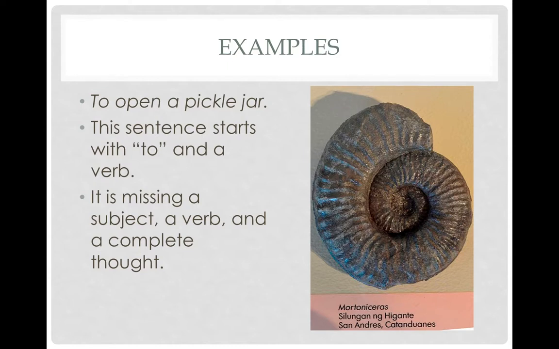Or on the other hand, maybe this fragment here is giving our reader some instructions. They want to help you open pickle jars. To open a pickle jar, they might start, you need a strong grip. Notice what we're adding there. To open a pickle jar, you need. You, a subject, a verb, need a strong grip. We had to add everything to the sentence here to make this work.